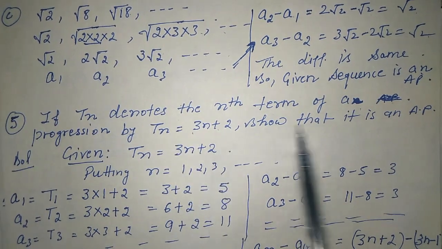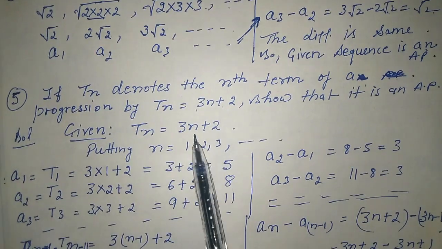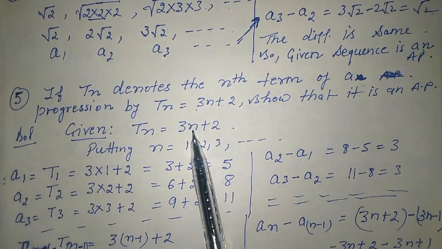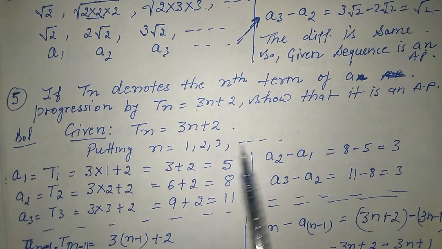So Tn is 3n plus 2. Show that it is an AP. Here it is given Tn is equal to 3n plus 2. N, we know, is the number of terms. We already discussed that n is the number of terms. So let n be equal to 1, 2, 3 and so on.